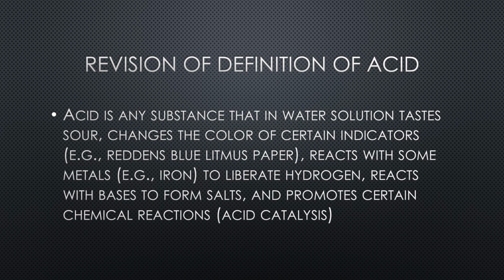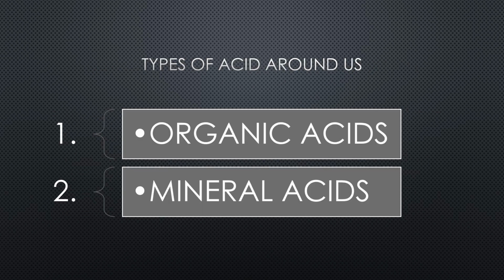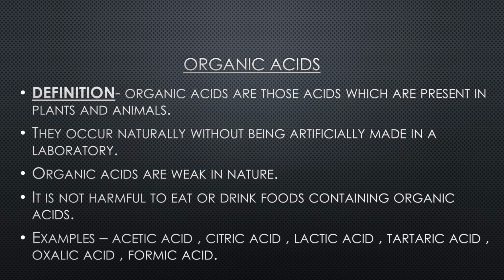Now, we will see these types of acids. These are of two types: organic acids and mineral acids. Organic acids are the acids which are present in plants and animals. It means they are naturally occurring acids. Organic acids are weak in nature, meaning they are not concentrated. It is not harmful to eat or drink foods containing organic acids.